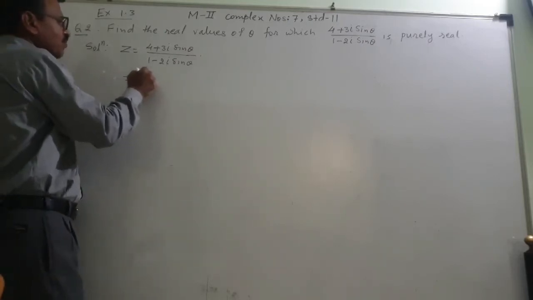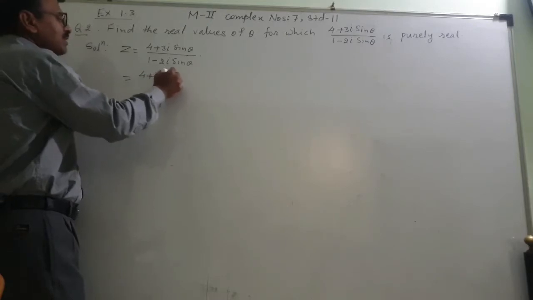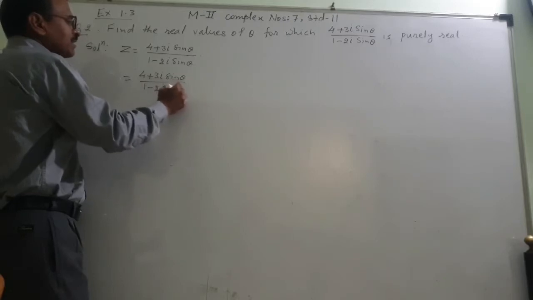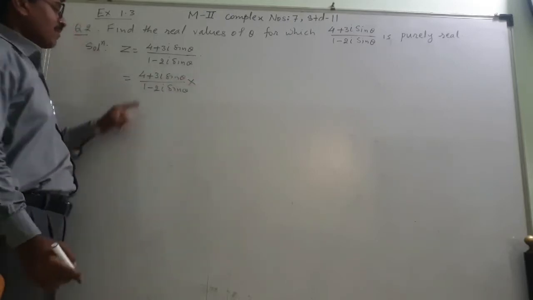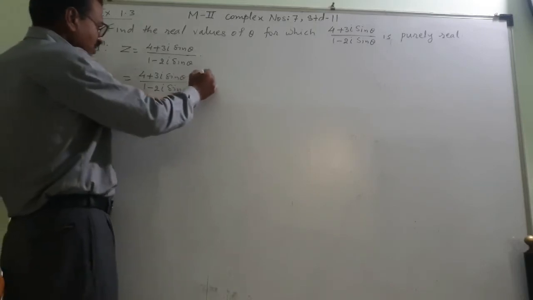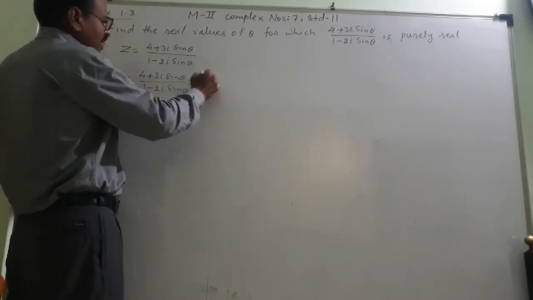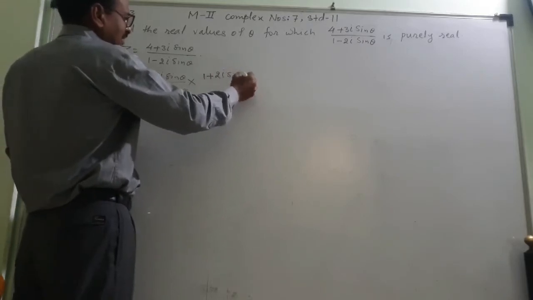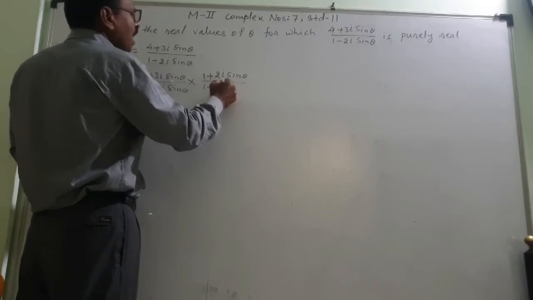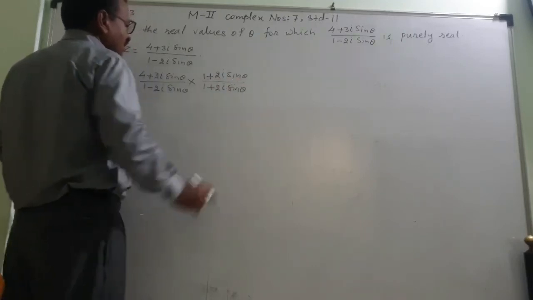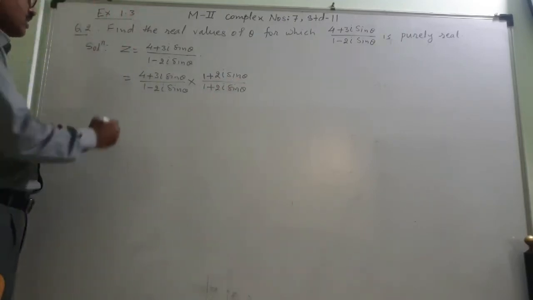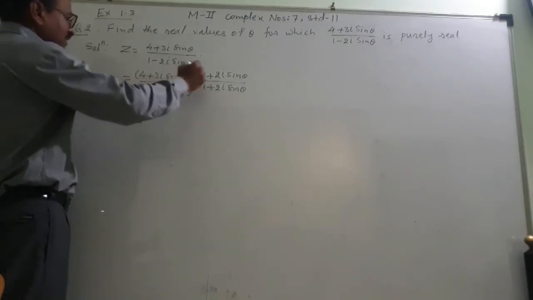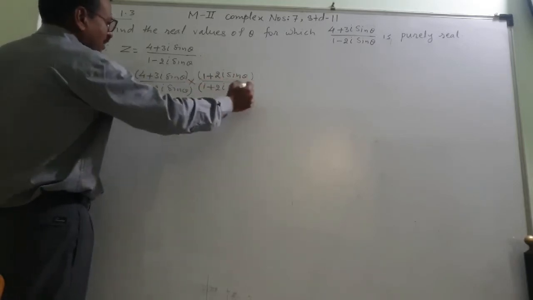So that is equal to (4 + 3i sin theta) / (1 - 2i sin theta). I will multiply and divide by the conjugate of this. The conjugate is 1, it is minus, so I will multiply by plus: (1 + 2i sin theta) / (1 + 2i sin theta). This is the conjugate. Now I will put the brackets for convenience. If you don't put, no problem.